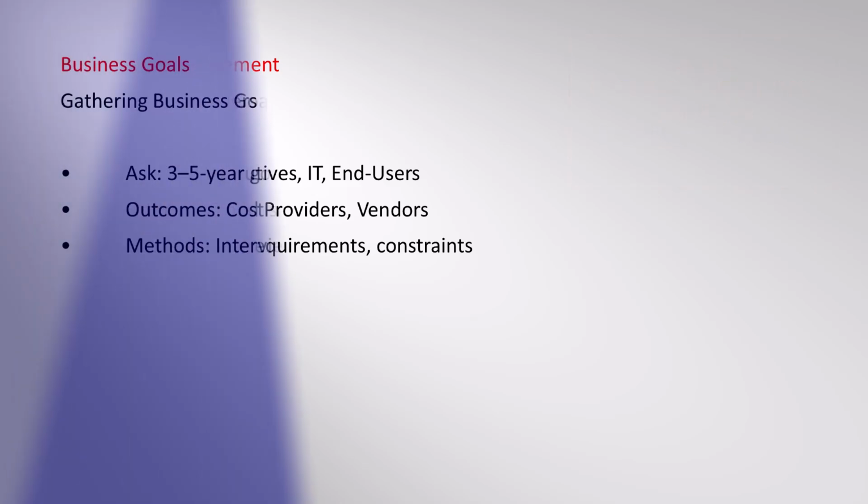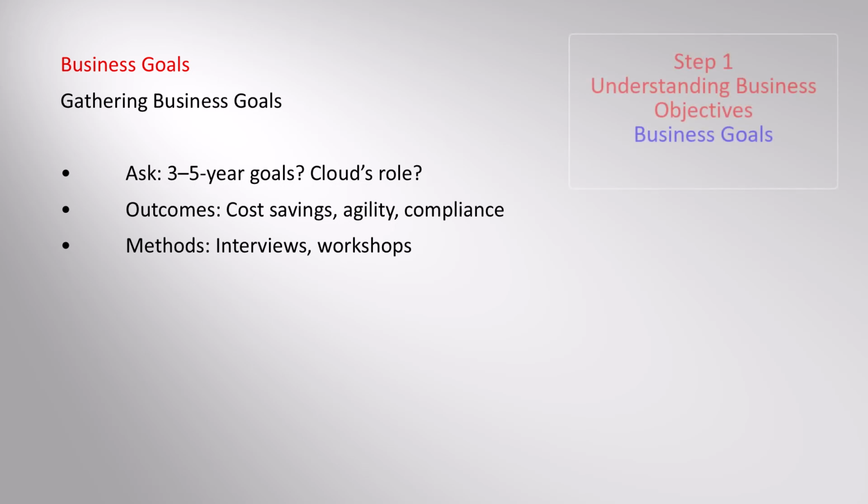Next in step 1, understanding business objectives, we focus on understanding business goals. Engage with executives, department heads, project sponsors, and decision makers, such as the CEO or board members, to clarify the company's strategic direction. Conduct one-on-one interviews or group workshops to explore business objectives thoroughly.